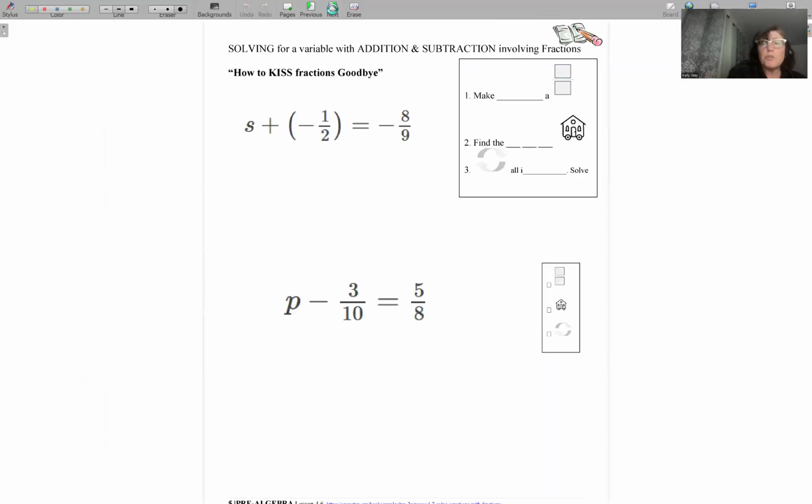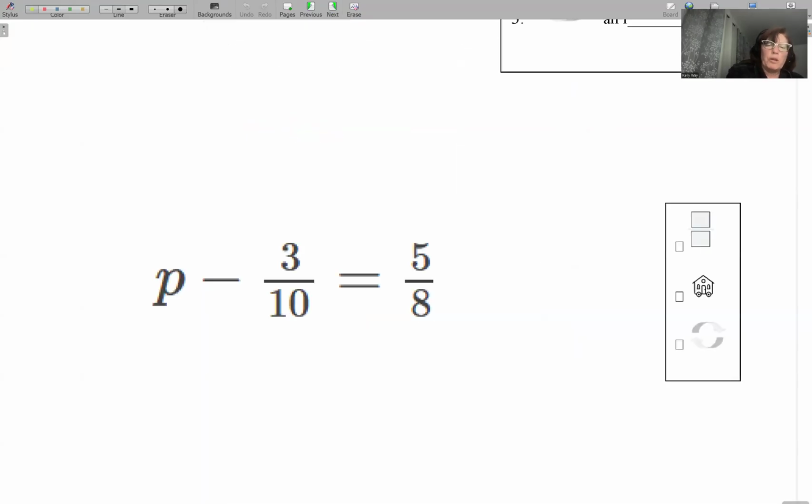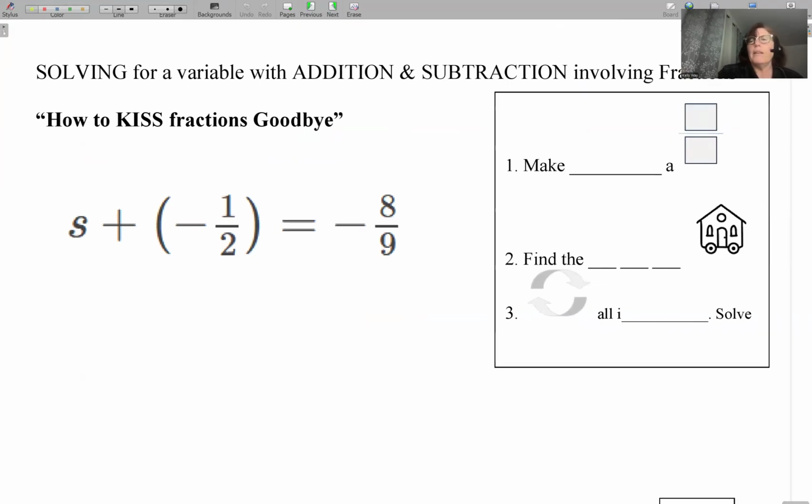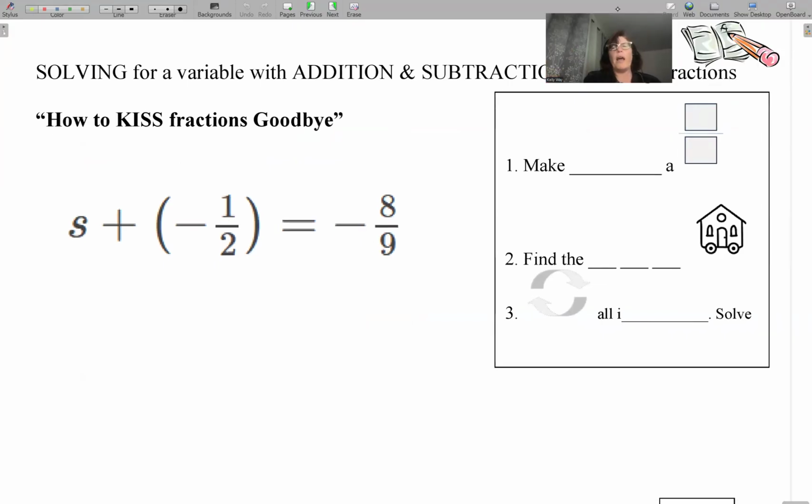Welcome back. The last one, we're going to be dealing with adding and subtracting equations with fractions. And I'm going to show you how to kiss fractions goodbye. I know you're loving this. MOOC students just adore fractions. And I'm going to show you a shortcut that allows you to kiss those fractions goodbye-bye.